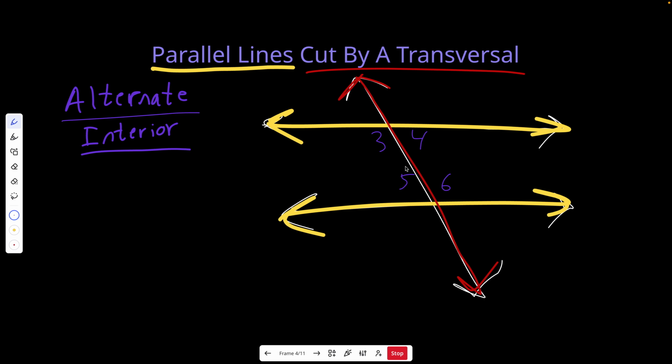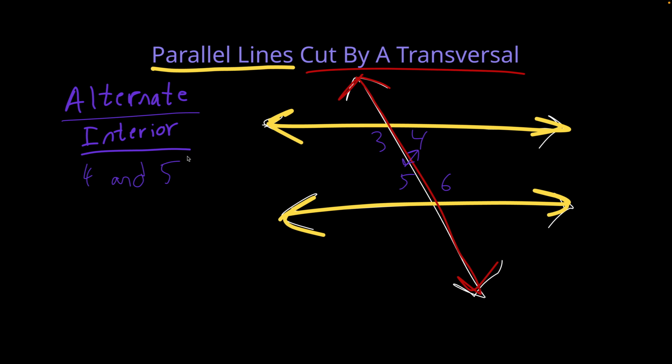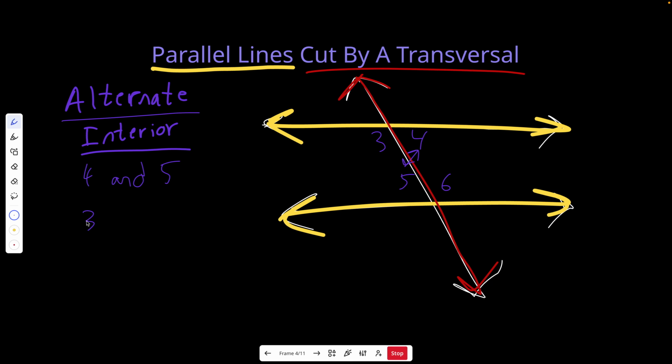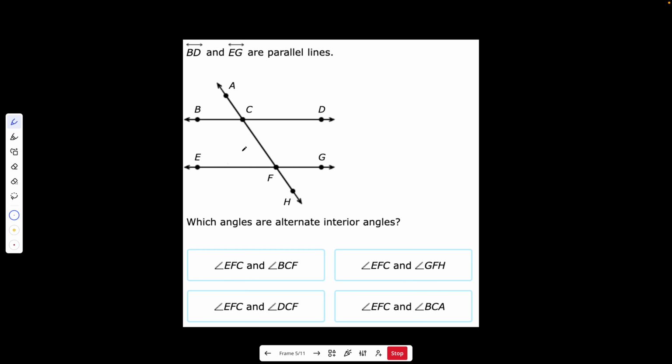So for example, these 4 and 5 are alternate interior angles because they are both inside and they switch diagonally across the transversal. The other pair, we would also say that 3 and 6 are alternate interior angle pairs. Now, this is with numbers. Let's look at a figure with letters. The same drawing, but with letters, and the same question, alternate interior angles.